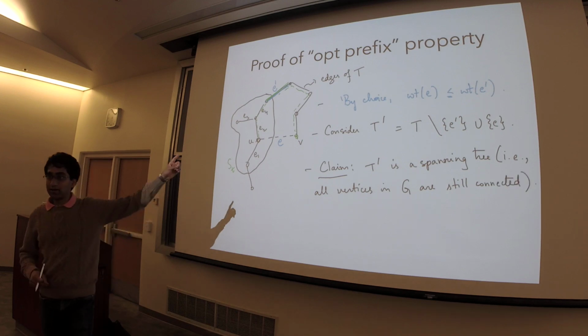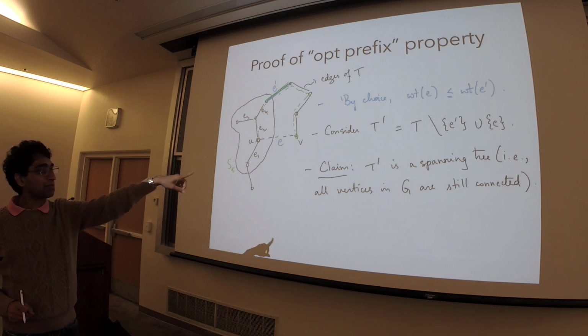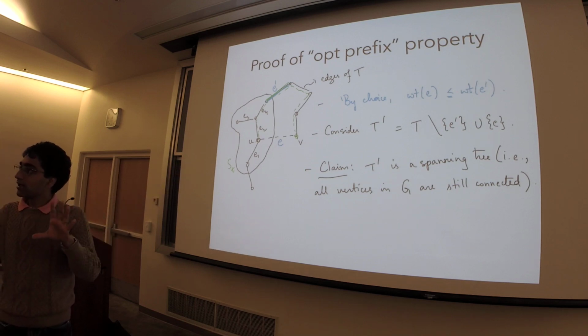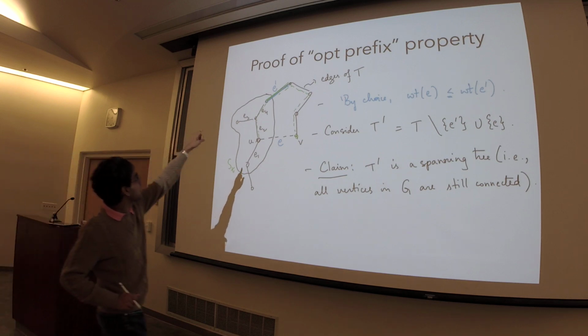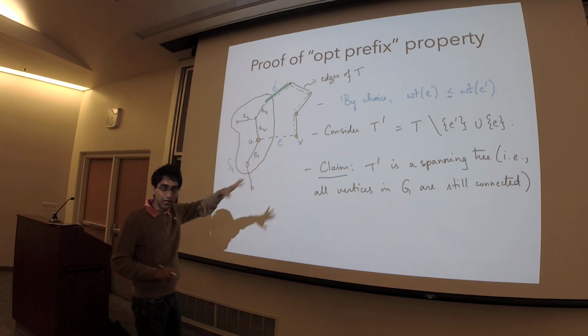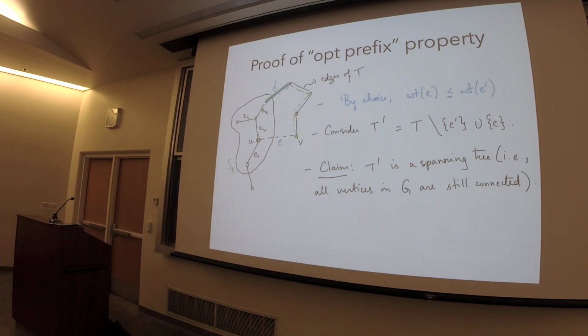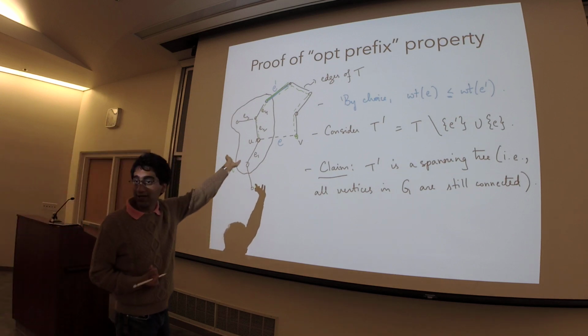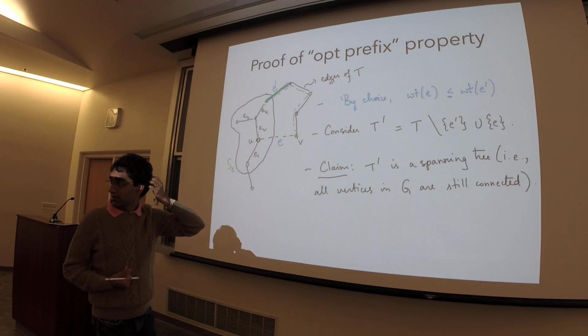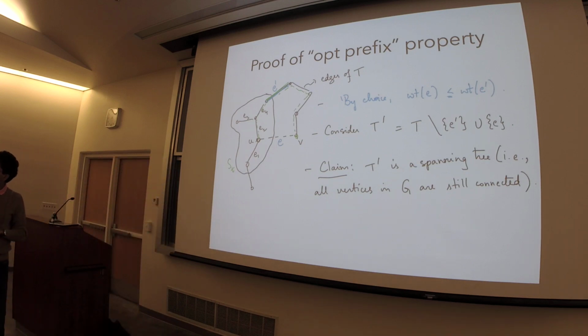Note that this needs argument, right? Because we want to show that T prime is still a spanning tree, which means that by taking out that edge and adding this edge, you haven't broken the connectivity of some pair of vertices. So if some pair of vertices had a path before, you would like to say that there is a path even now. Why is that true? Can you guys see why that should be true? I mean, clearly, if a path did not involve E prime, then it was great, right? The path still exists. But what if the path involved E prime?